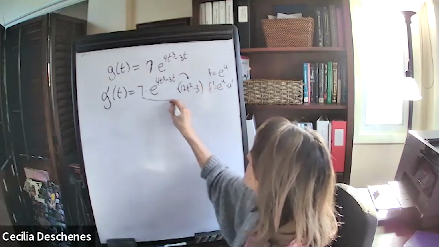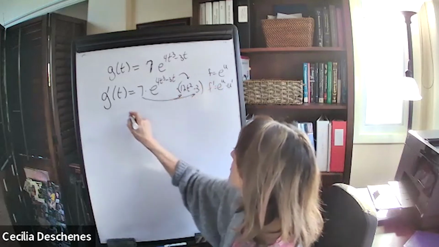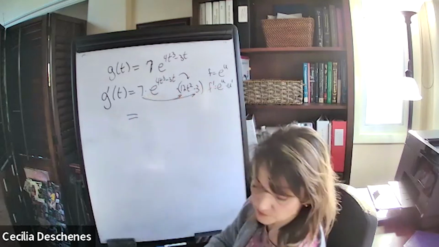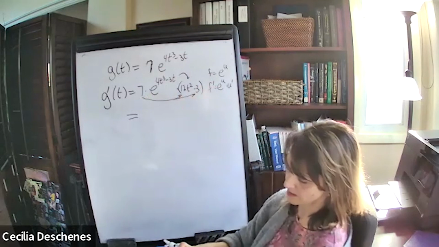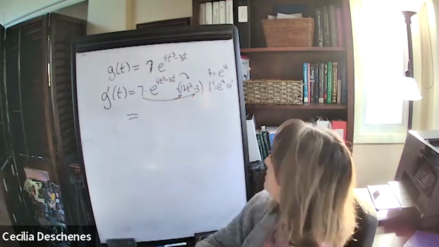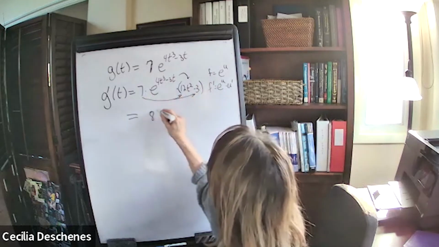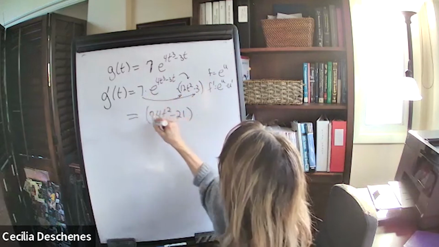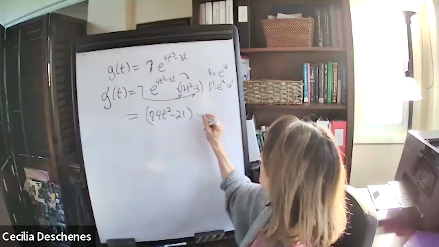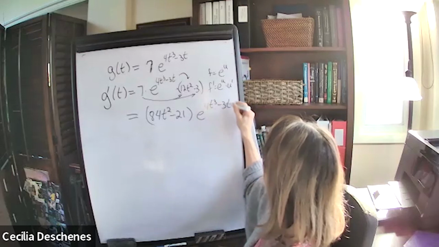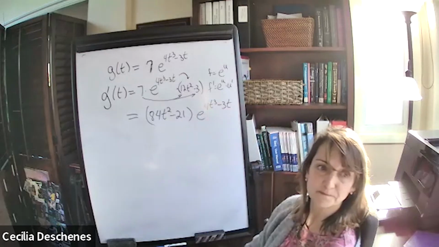And then we can take the 7 and distribute it in here. So we have 7 times 12. Oh man, I don't know that one. 84, I think. Yeah, 84t squared minus 21, and that all is in parentheses around e to the 4t cubed minus 3t. That's all there is to it.